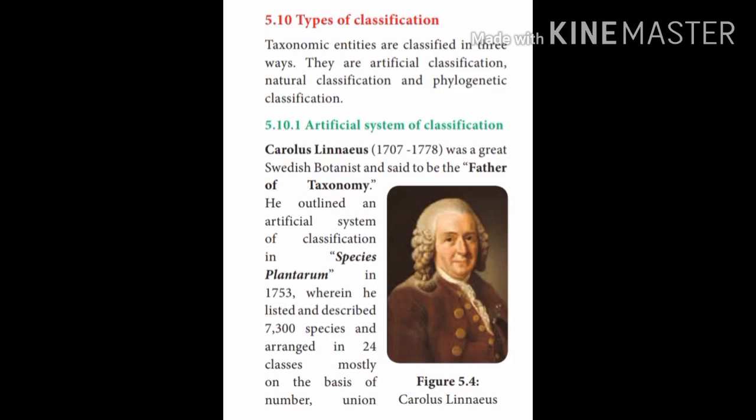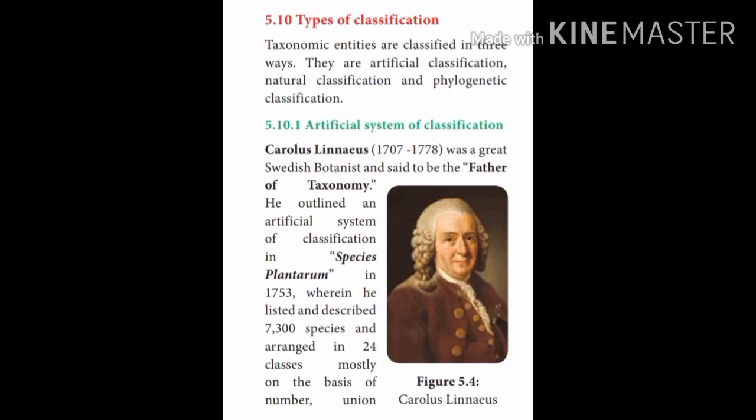He has described more than 7,500 species and arranged them in 21 classes based upon the number of stamens. He has taken only one character, that is the length, the union, and the size of the stamen, as his criteria for classification. So this system is also known as the sexual system of classification. This system was not much accepted because they have taken only one character into consideration.